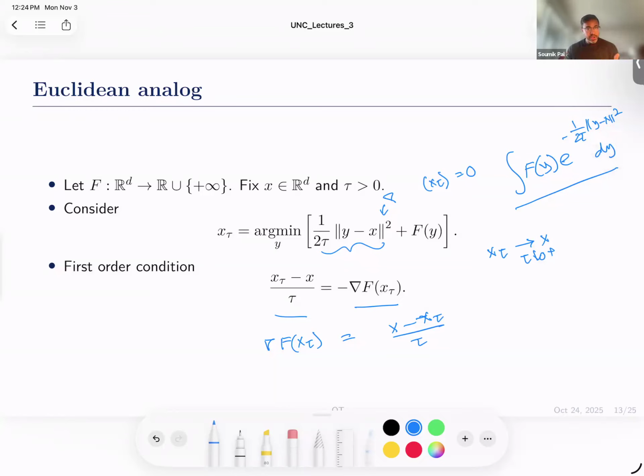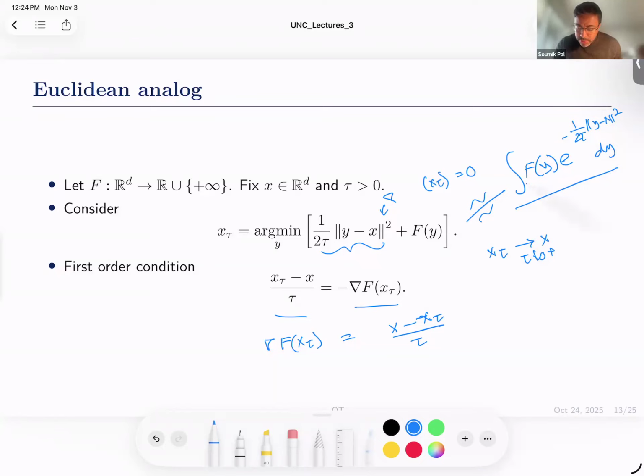And this is a very common way of smoothing. This and that, they are not very different. They are very similar. Instead of doing this integral, I'm doing a minimum. But otherwise, they're very similar. Does this kind of make sense? Okay, thank you.